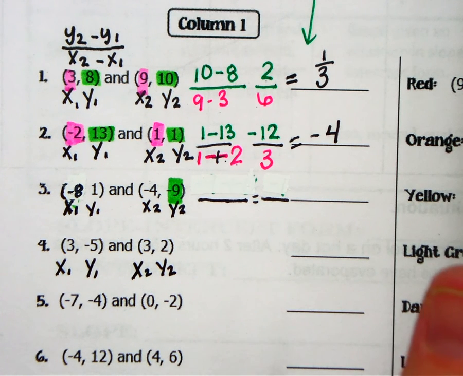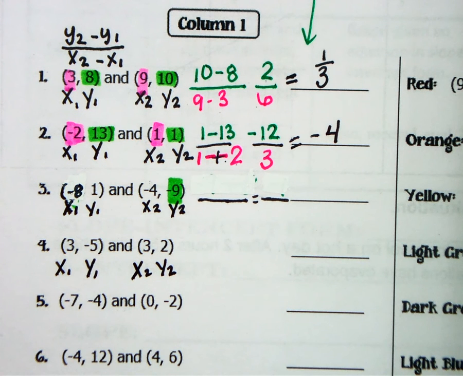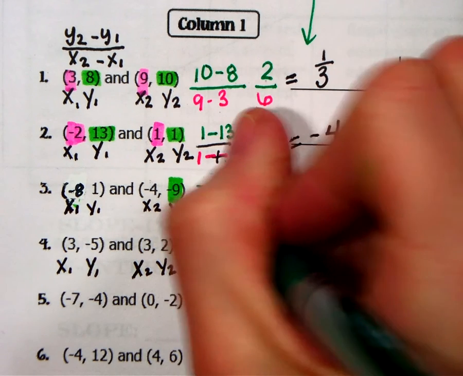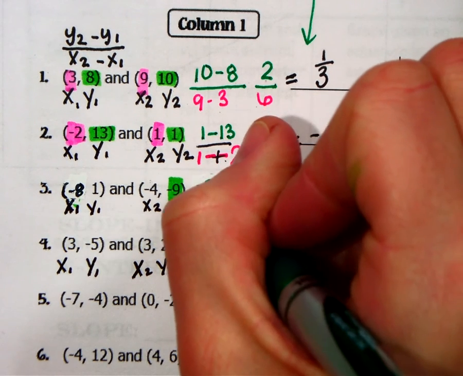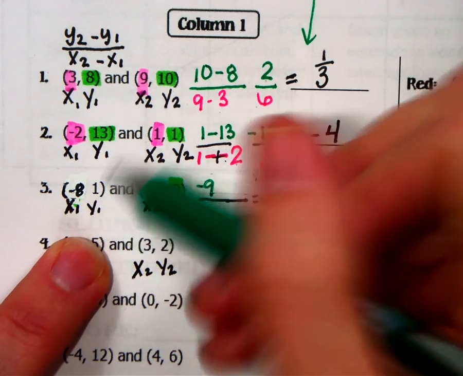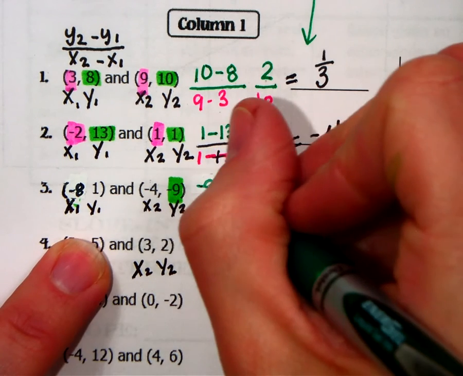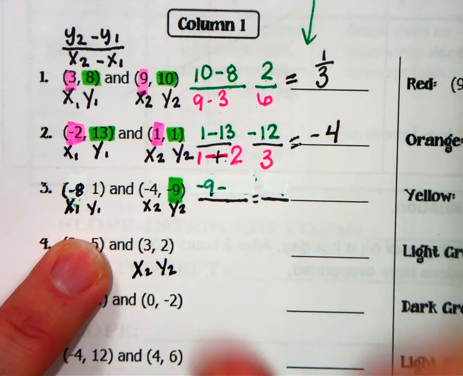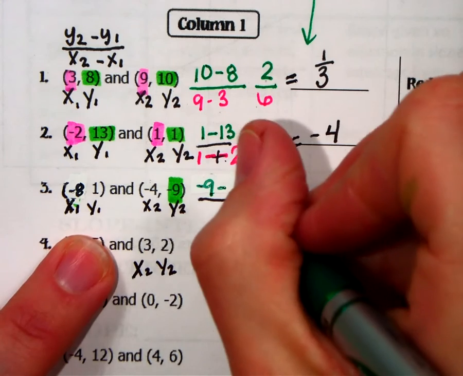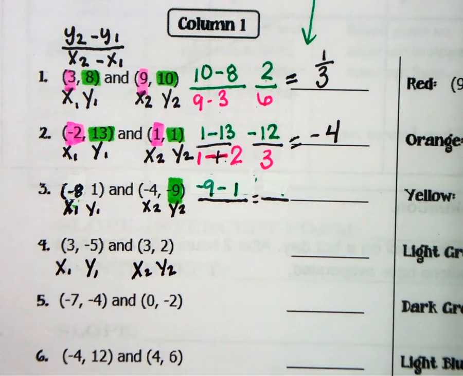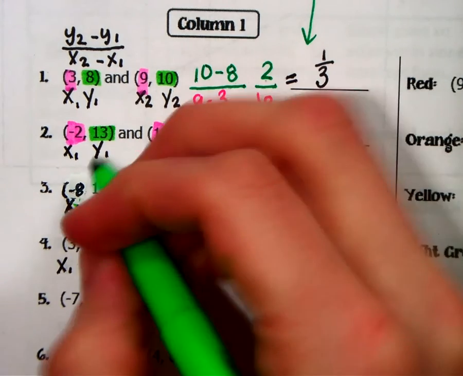Okay, let me show you one step by step here. So I did the x1, y1, x2, y2. The y2 number is negative 9, and the y1 number, so negative 9 minus, I would go ahead and just put that minus sign down and then put the 1. So that if it happened to be a negative 1, I would know to go ahead and put another negative sign.